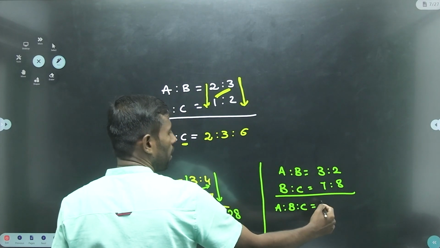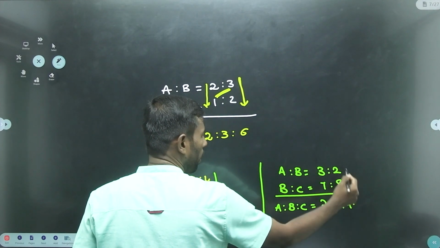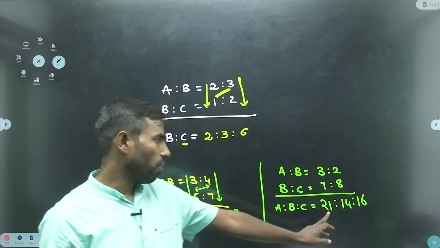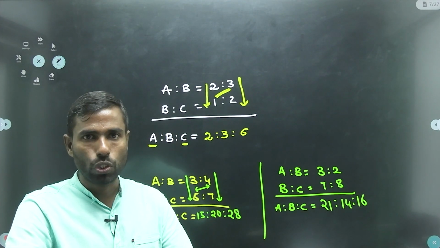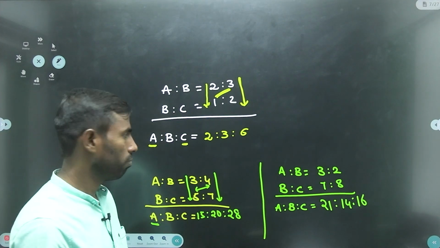Multiply first column: 3 7s are 21. Multiply diagonally: 2 7s are 14. Multiply last column: 2 8s are 16. Further, if it simplifies, simplify it. So the ratio is 21:14:16. Hope this part is clear to everyone.